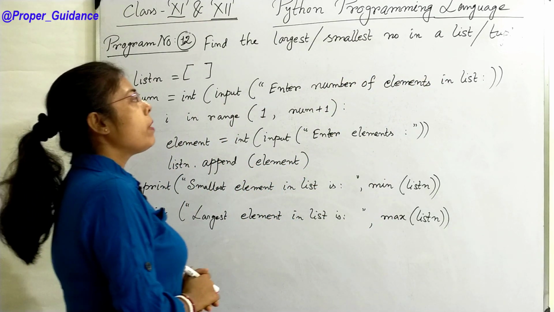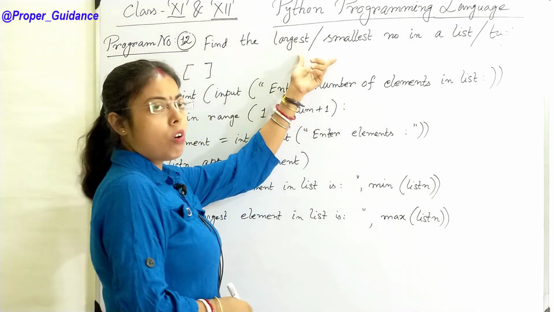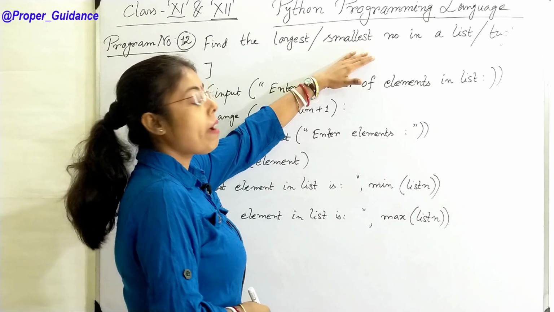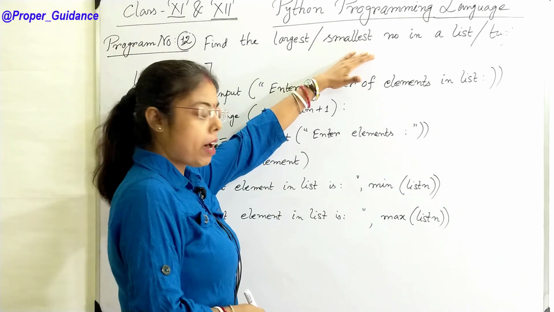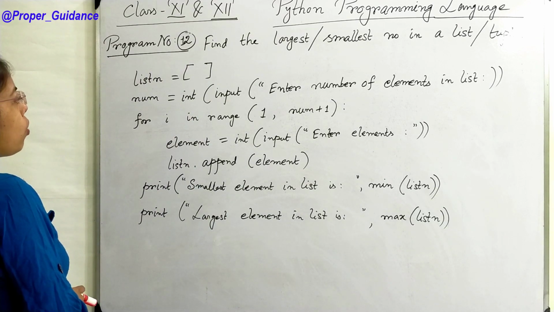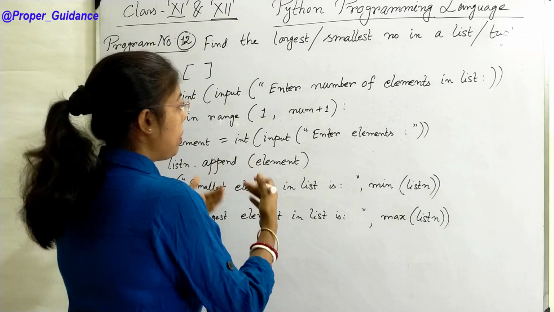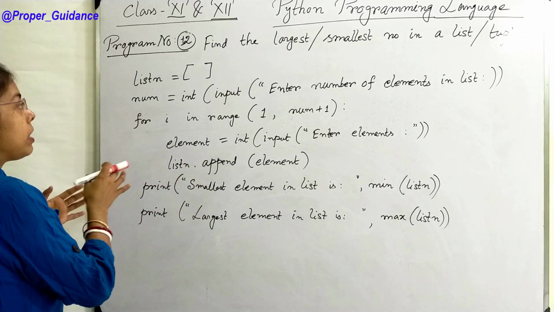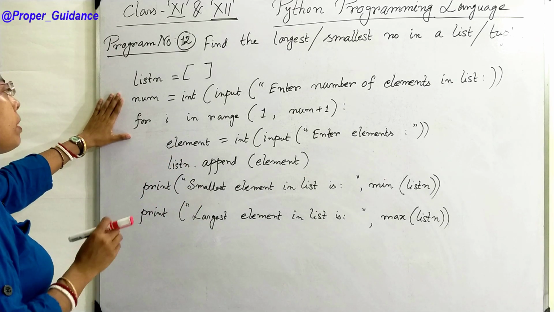Now, in our previous class we have done the programs on largest or smallest number, right? And we used the max-min methods in Python. Here also we use the max-min methods, along with how to implement the list and append elements in a list. This is the new thing we will learn today.